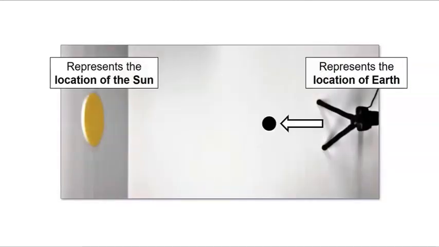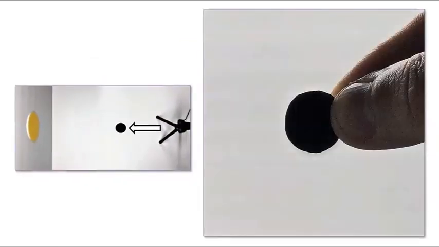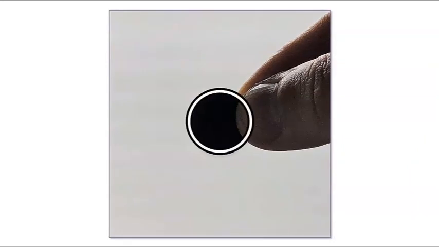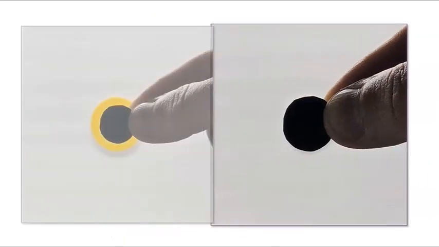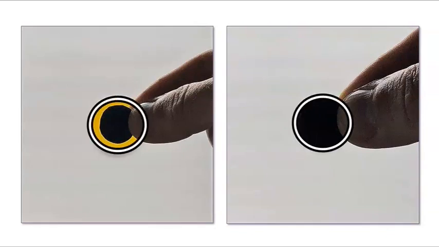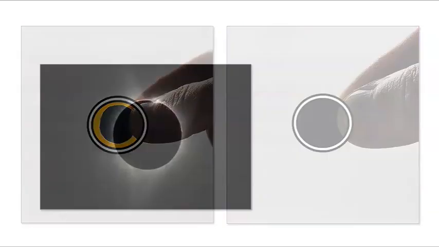Now let's hold the moon cutout even closer to the camera. What do you notice? The moon looks even bigger now. The moon looks so big, it covers up the entire sun. So the closer the moon is to the observer, the larger the moon appears. And the larger the moon appears, the more of the sun it covers.